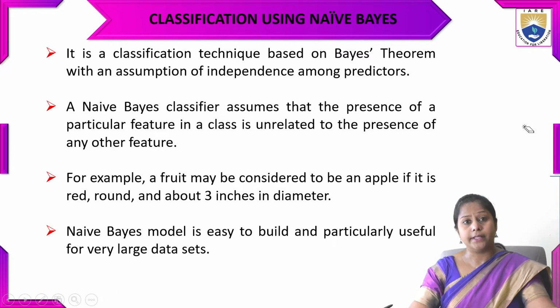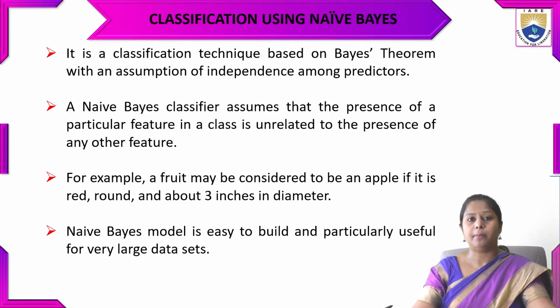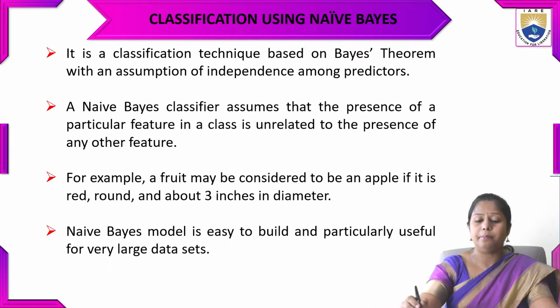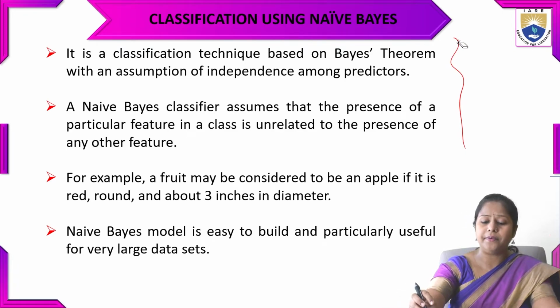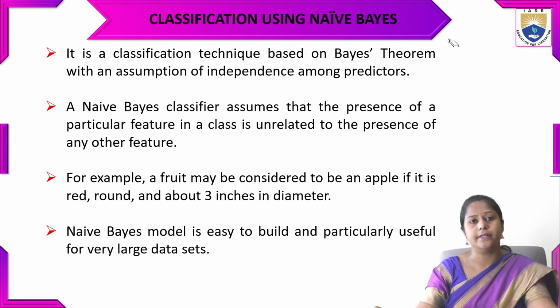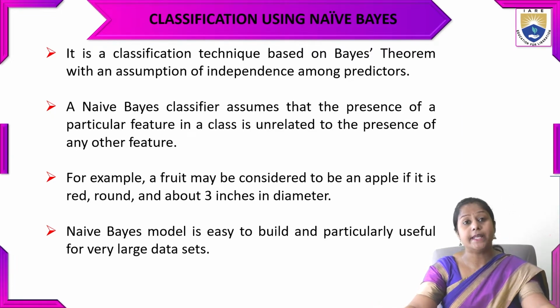Okay, so another classification problem we will take is for the naive Bayes. So classification using naive Bayes. So first we will take the basics of that. What are the basics of naive Bayes? So it is basically a classification technique based on the Bayes theorem related to probability, with an assumption of independence among the predictors, right? Now we will take one example for classification using naive Bayes.